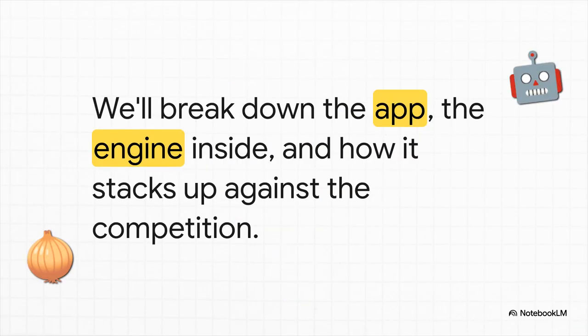So here's the plan. We're going to peel this onion back layer by layer. First, we'll look at the actual application, the thing you'll use. Then, we're going to pop the hood and check out the powerful engine that makes it all run. And finally, we'll zoom out and see how this all fits into the bigger picture of AI video.